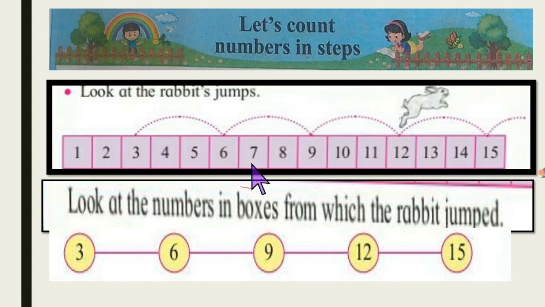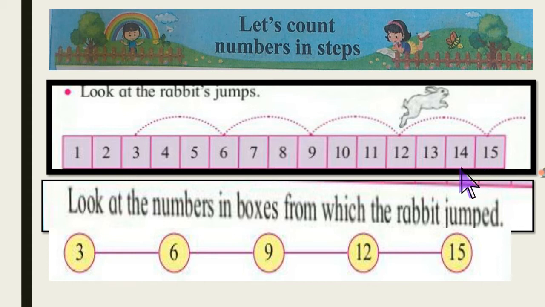Then after 6 he jumps forward again 3 steps. Count it. 1, 2, 3. Here we get the number 9. Then after 9 he jumps forward 3 steps. 1, 2, 3. It is number 12. Then after 12 he again jumps forward 3 steps. 1, 2, 3. Which number is it? Yes, it is number 15.